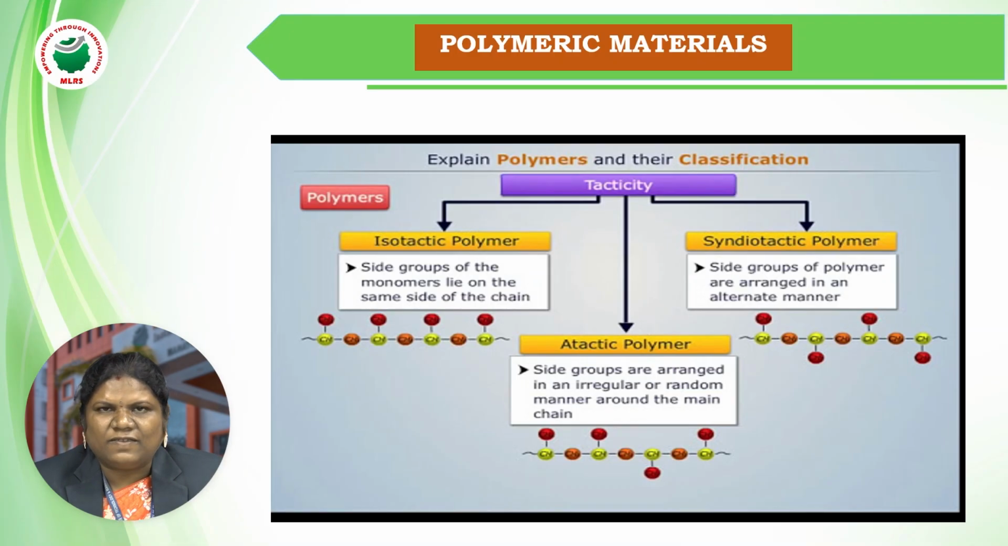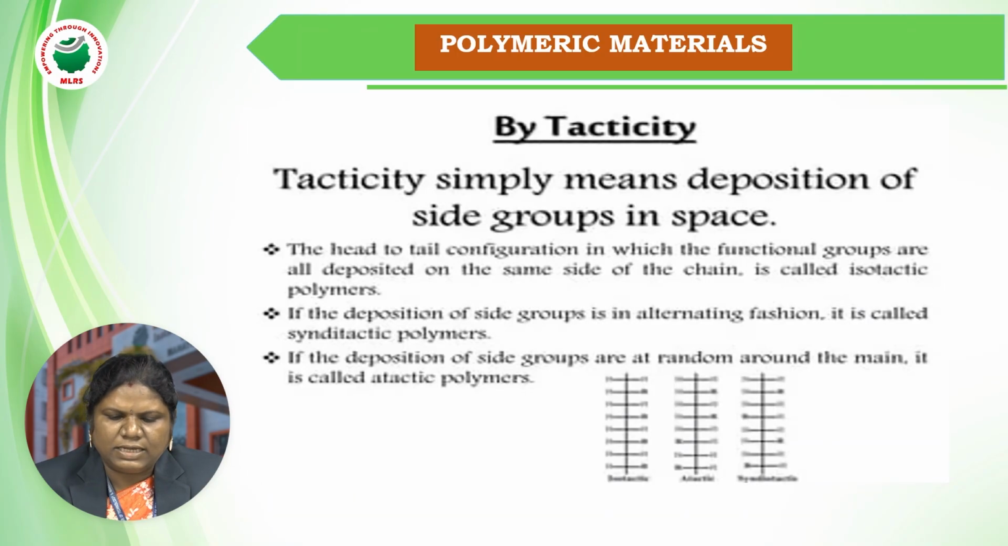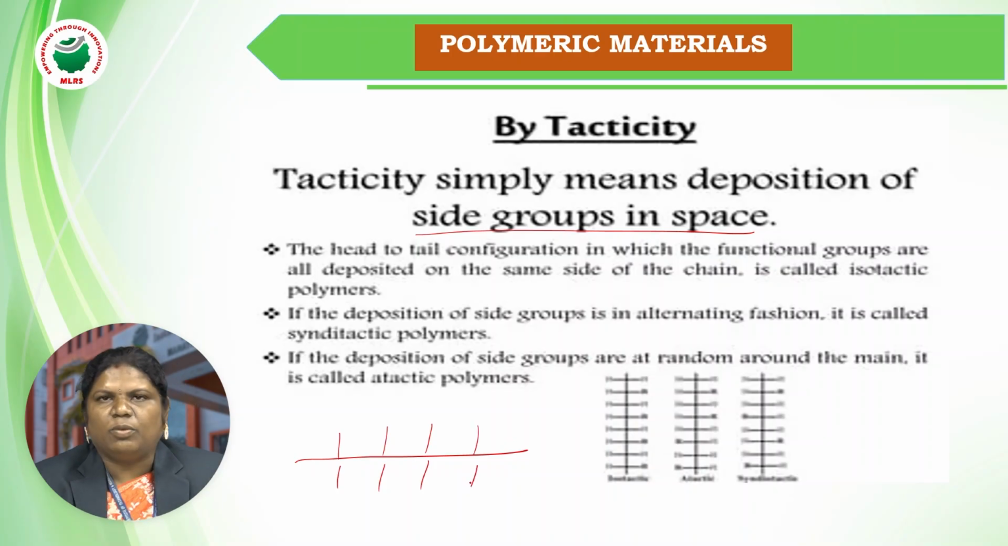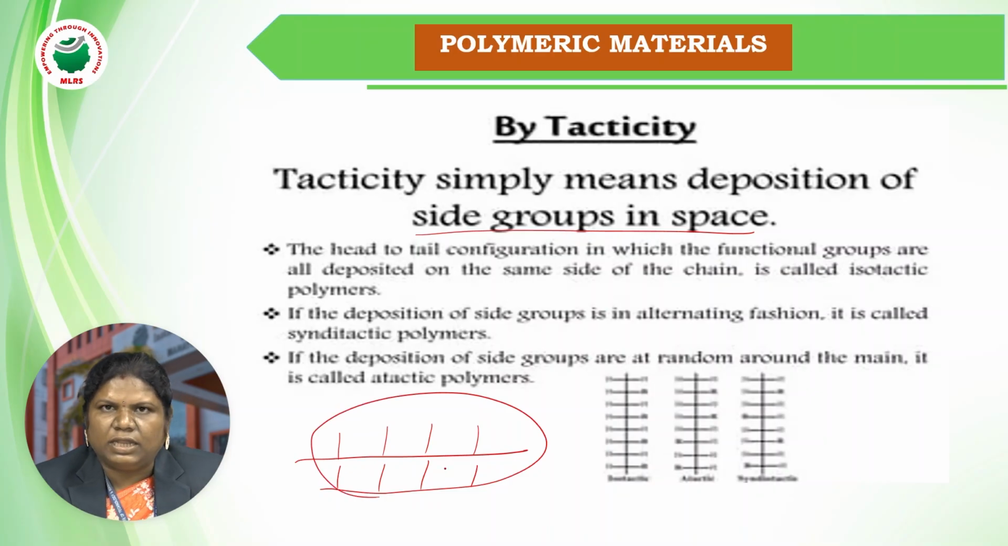And coming to the classification based on tacticity. What is meant by tacticity? Tacticity simply means the disposition of side groups in space. It is a linear polymer chain. There will be side groups arranged on the linear polymer backbone chain. Based on the arrangement of these side groups on the linear backbone chain, the polymers are classified into three types. The phenomenon of arrangement of the side groups on the linear polymer chain is called the tacticity.